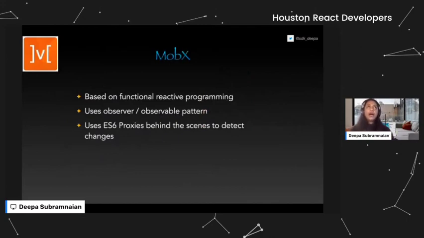So now let's move on to MobX. MobX is based off of functional reactive programming. You use something called observer and observable patterns. The observer pattern allows you to build a dependency tree amongst different parts of state and produces free rendering of components just by keeping track of what needs to be mutated. So behind the scenes, it detects the changes and it uses ES6 proxies.